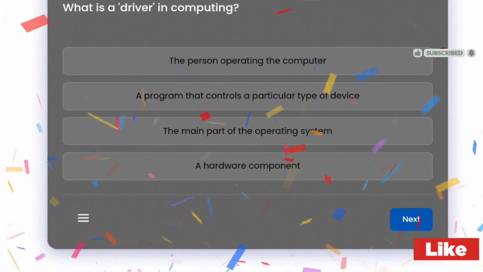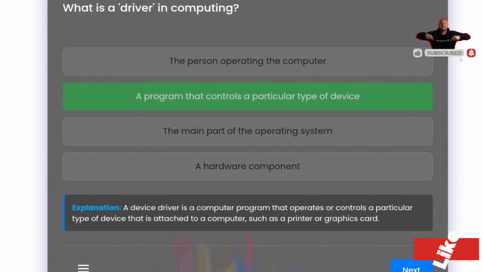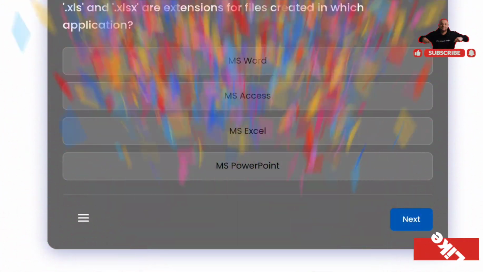What is a driver in a computer? That means a program that controls a particular type of device. Next question.